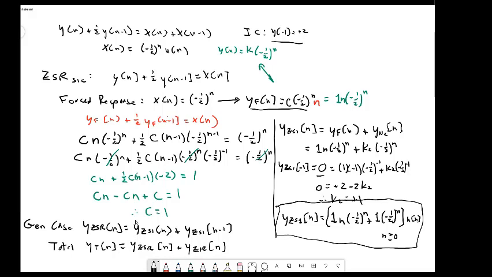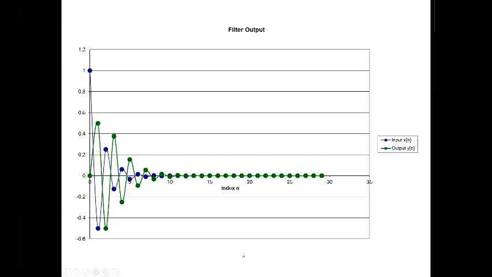So for this special case, the only thing that changed was our assumption for the form of the forced response. Without the special case, this input would have generated a forced response of c times minus 1/2 to the n. But since this was the same as one of the terms of the natural response, we had to add the n to it. And here, as it turns out, is what that output would have looked like.